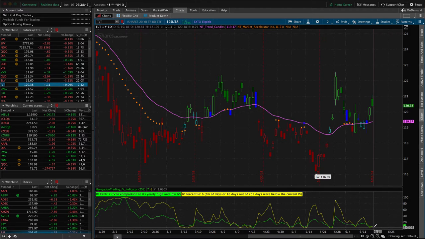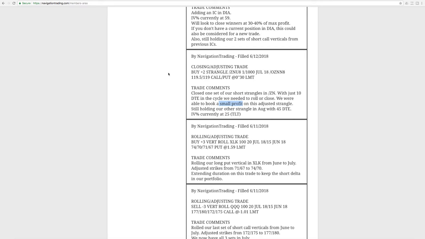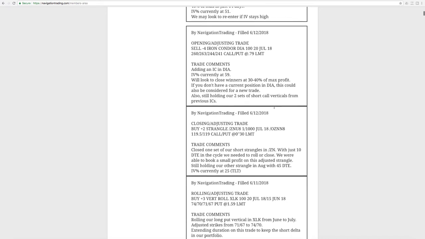But we don't want to do it when it's really low. Above, let's say, 25. I don't have a specific rule of thumb, but if there's just a little bit of juice in those options, then we'll look to add to it. But holding steady for now on that one.